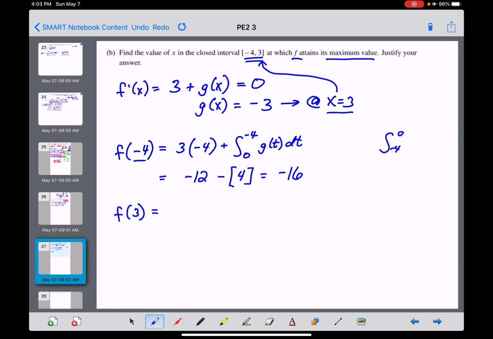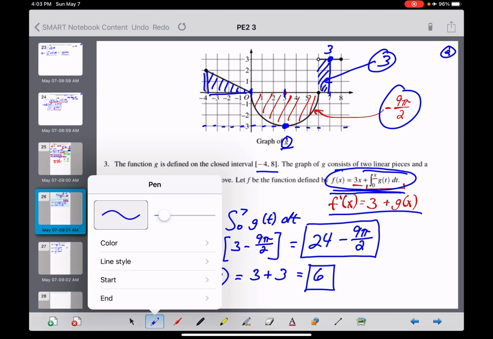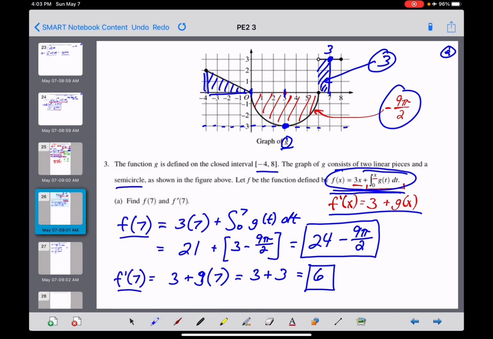Now we've got to compare that to f of 3, which is going to be 3 times x, so 3 times 3, plus a definite integral from 0 to 3 of g of t dt. What's that going to do for us? 3 times 3 is 9, and now the integral from 0 to 3. I'm going to switch colors. I got too much blue going on here and a little bit of red. Let's go green here. So an integral from 0 to 3.